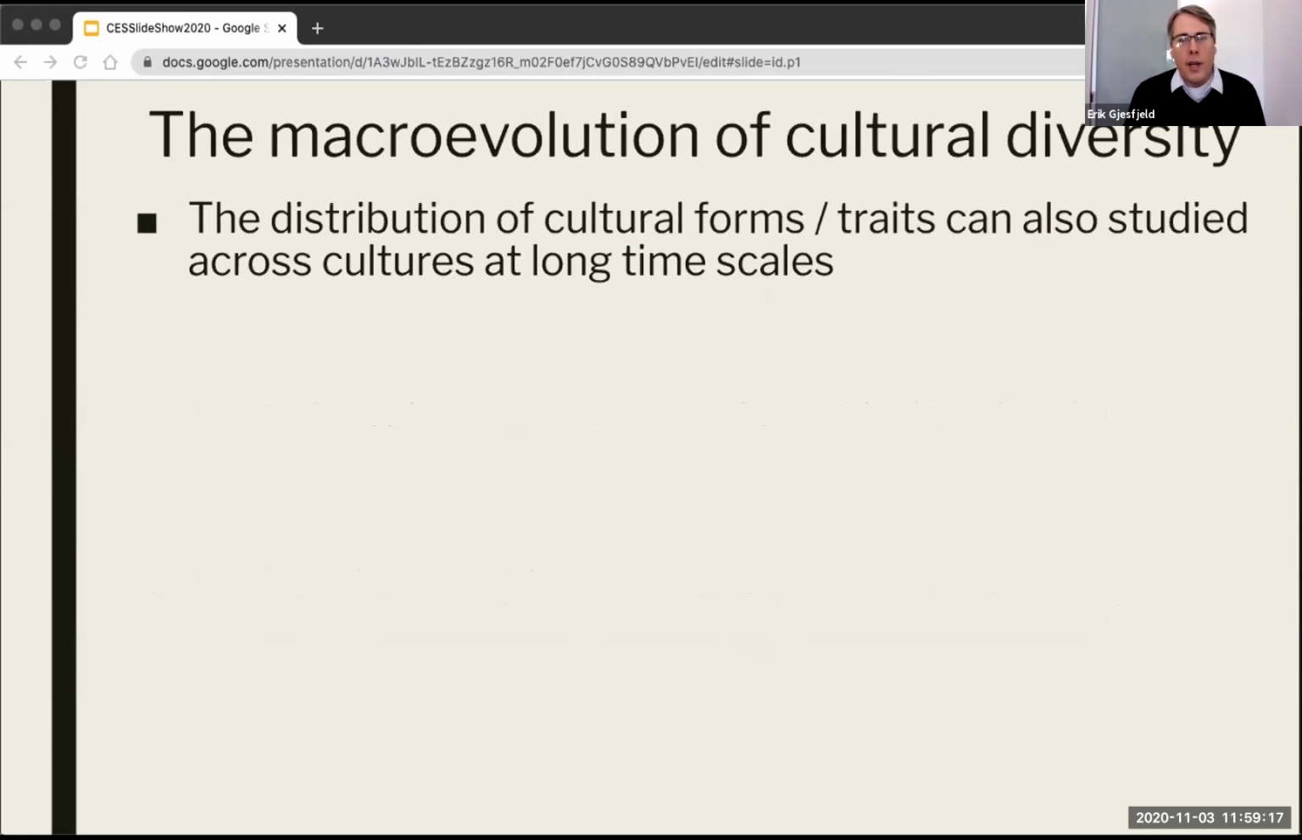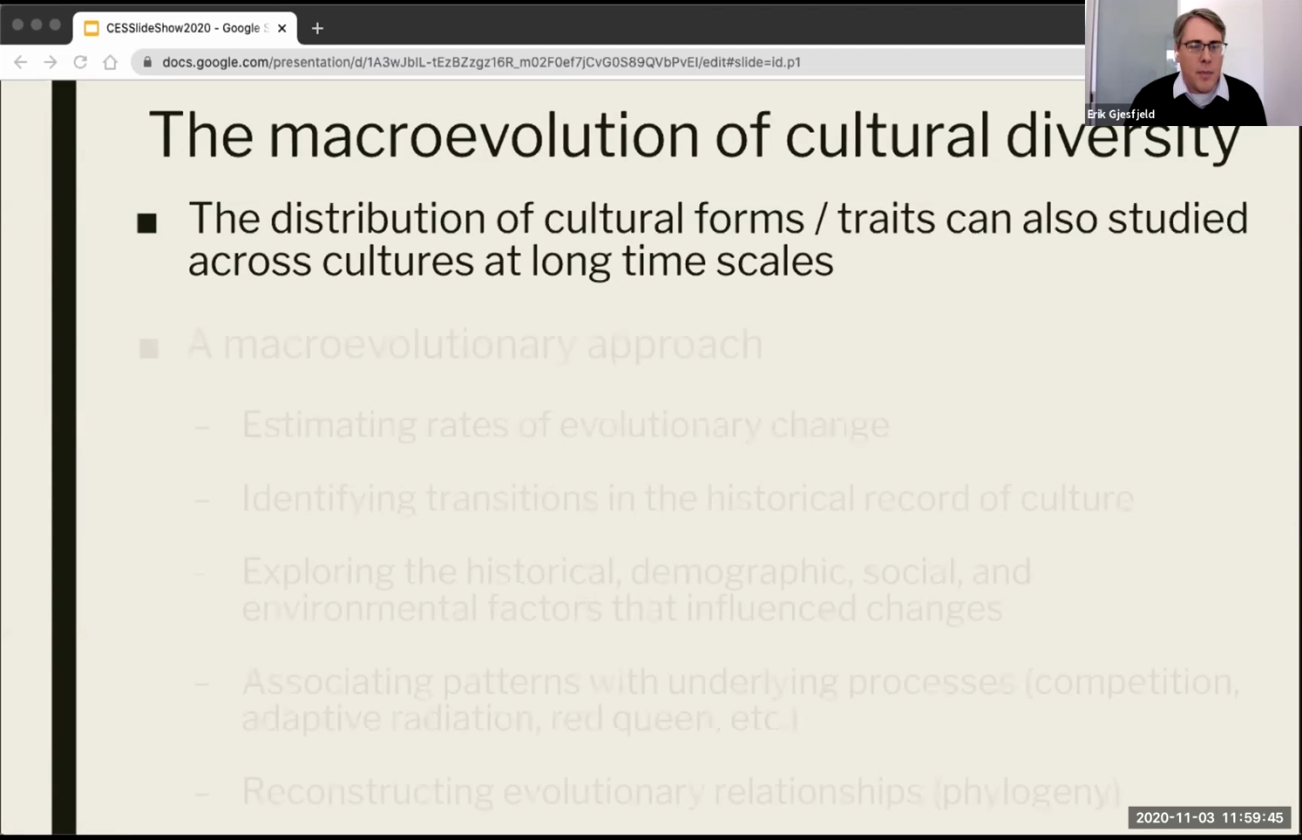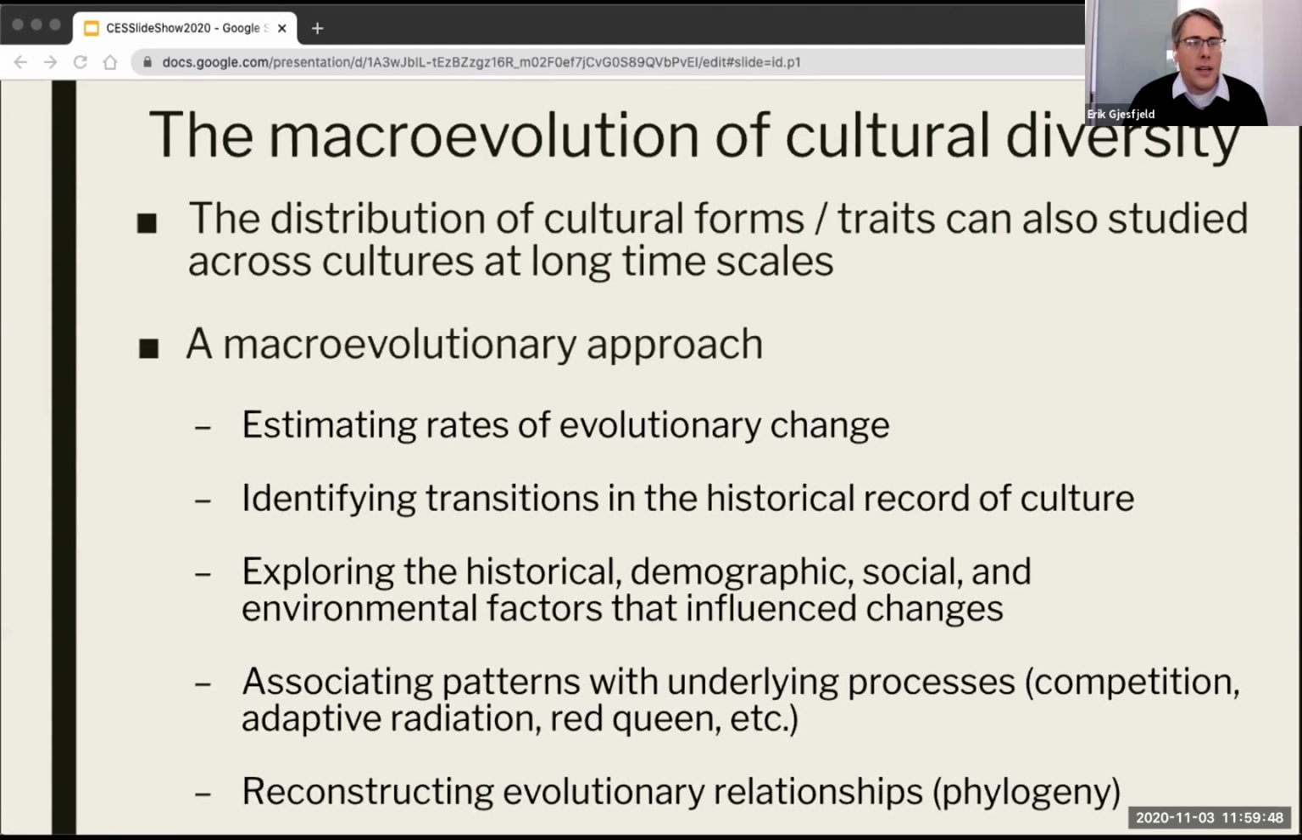I think what we are more interested in is a macro perspective on cultural diversity and really the distribution of cultural forms or traits that can be studied cross-culturally and often at longer timescales. And so in that sense, what we're really trying to get after is a broader scope of the distribution of cultural forms and traits. And this may be what is often considered a macroevolutionary approach.